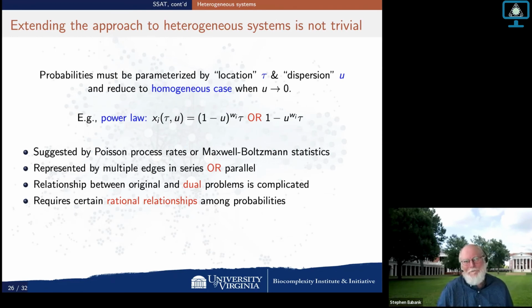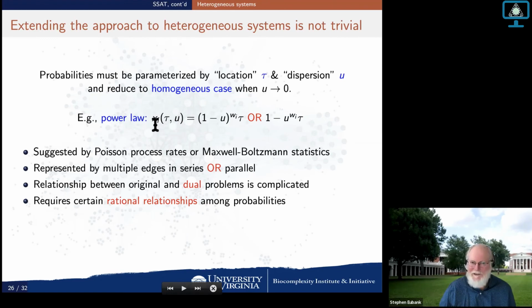The problem is that the probabilities have to be parameterized by 2 parameters now, not just the average value of the transmissibility, but the dispersion across different edges. You can do this, and you can ensure that when the dispersion goes to 0, you get back down to the homogeneous case where you know how to deal with it. Here's one way to do it: a power law. It's a fairly natural way to do it.